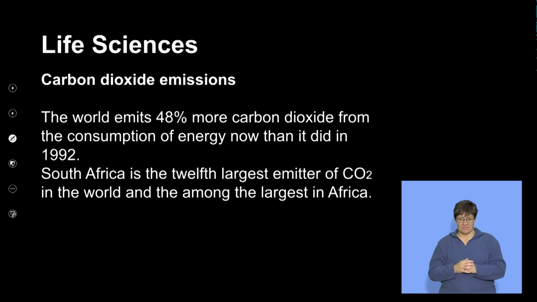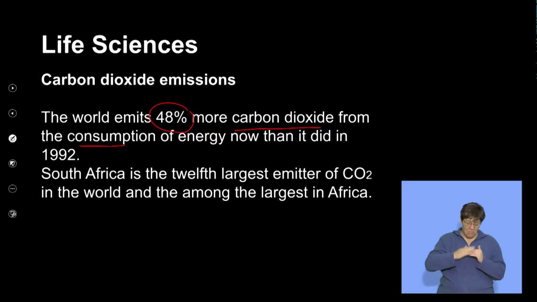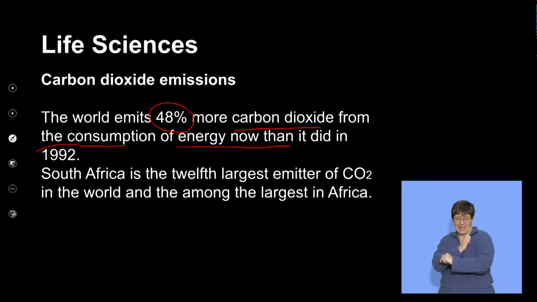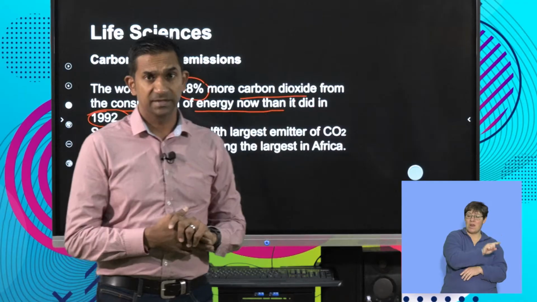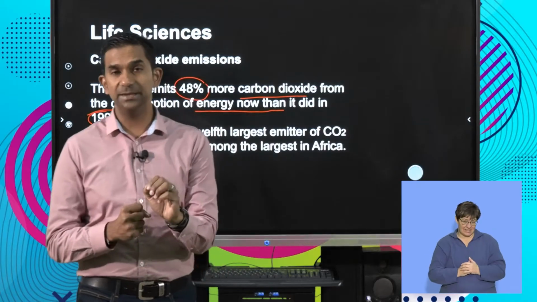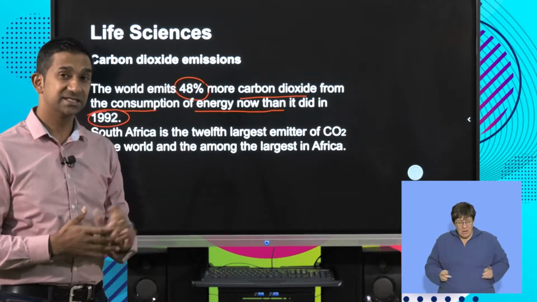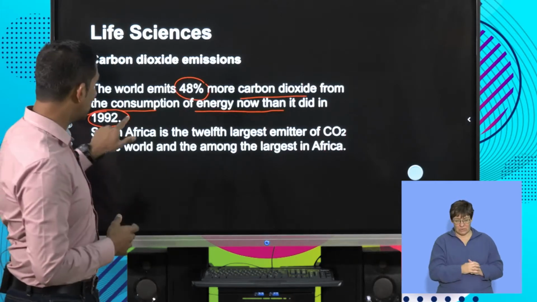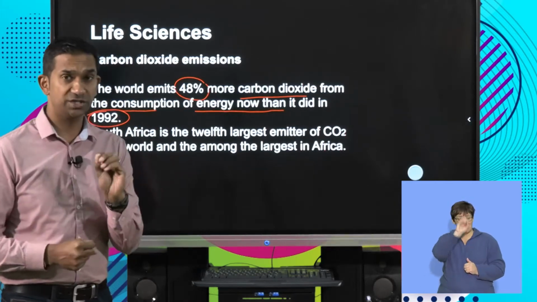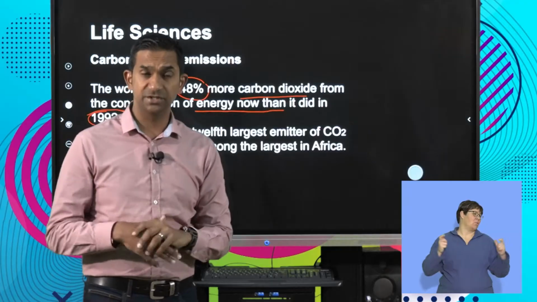Guys, the world emits about 48% more carbon dioxide from the consumption of energy now than it did in 1992. And so we're talking about a significant impact in the amount of gases that are produced by humans since 1992. And that large percent has had a huge impact on the average temperatures on the Earth.